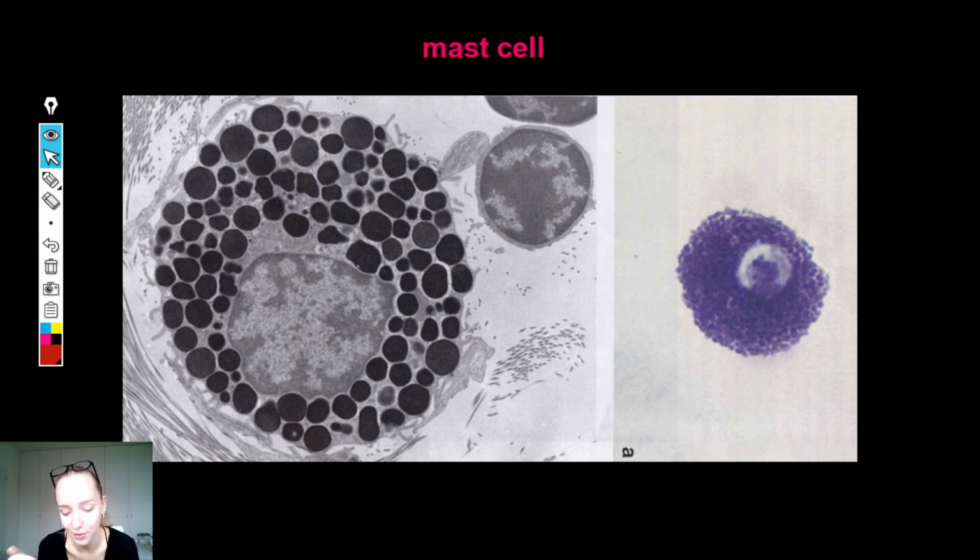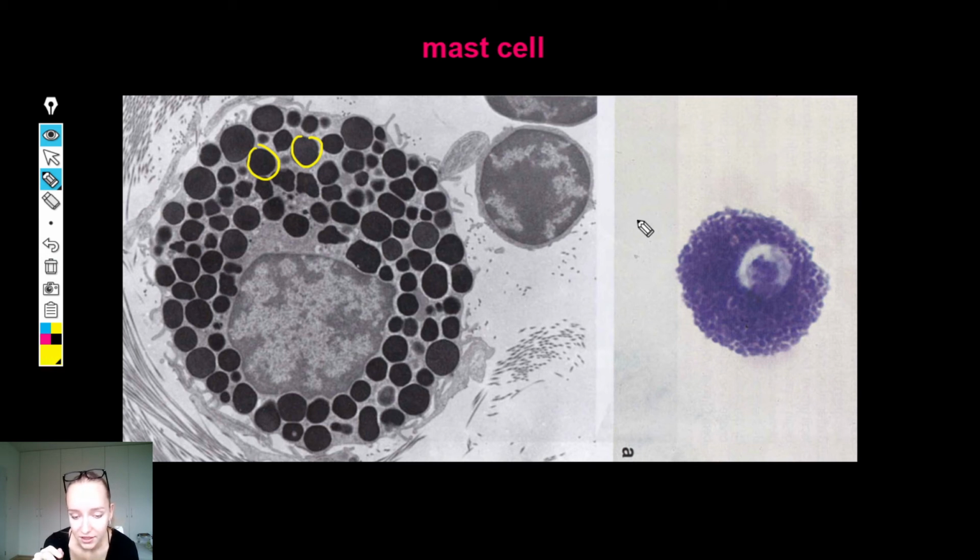Here we have a picture from an electron microscope and also from a light microscope. You can see that mast cells contain large granules on the inside. They are spherical shaped, and they have these spherical shaped granules on the inside. They are very electron dense in the electron microscope, but they are basophilic in light microscopy, and they have this phenomenon while staining.